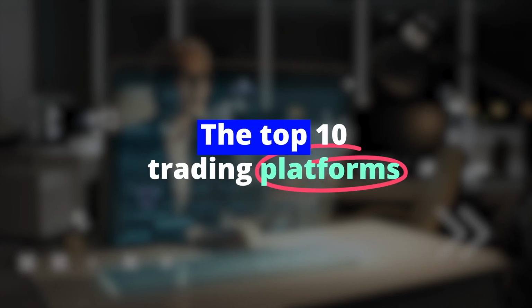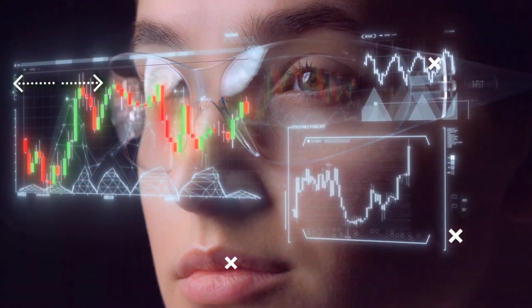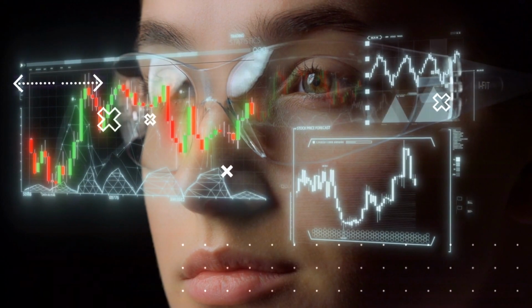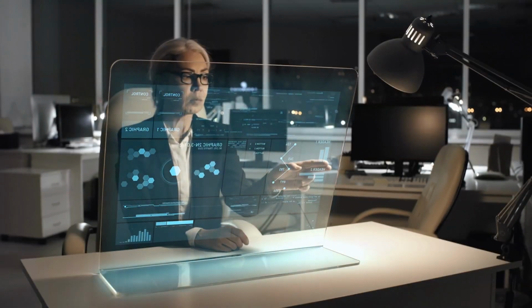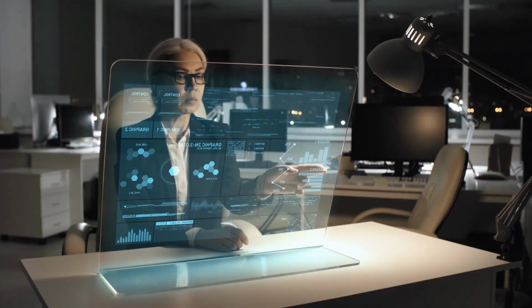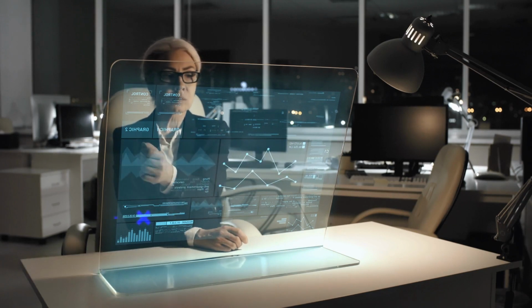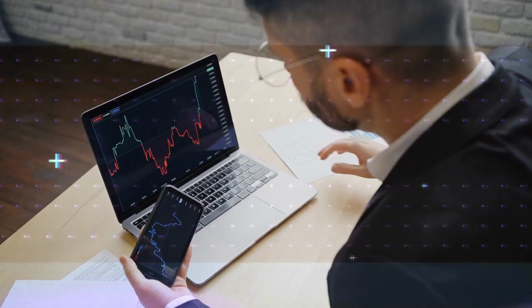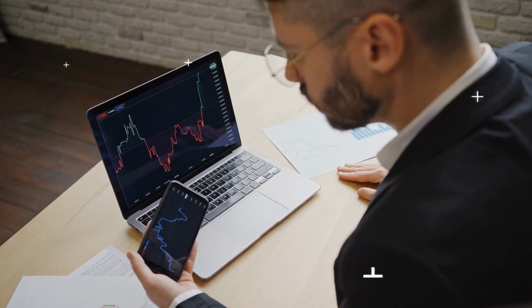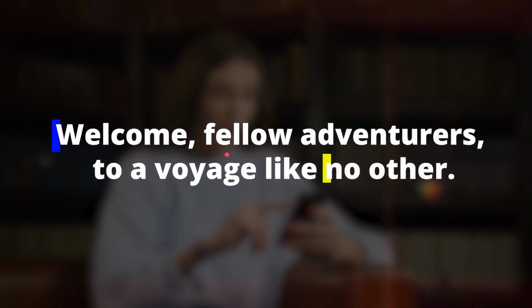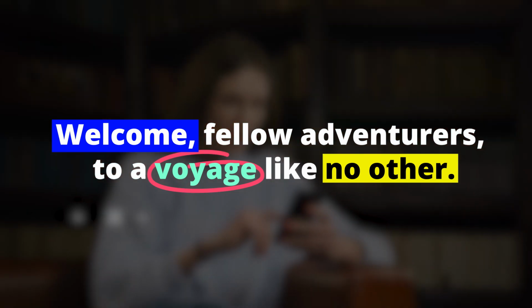Top 10 trading platforms. Picture yourself navigating through the vast ocean of financial markets, a daring explorer in search of treasures untold. As the waves of stocks, cryptocurrencies, and commodities rise and crash, your ship, the trading platform, is your unwavering companion in this thrilling journey. Welcome, fellow adventurers, to a voyage like no other.